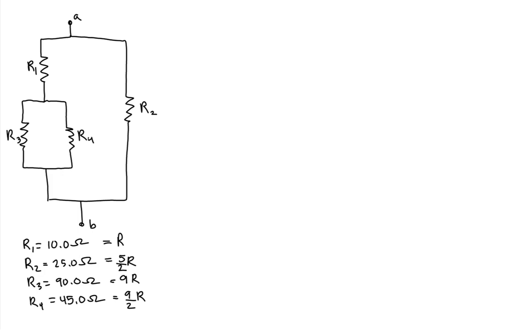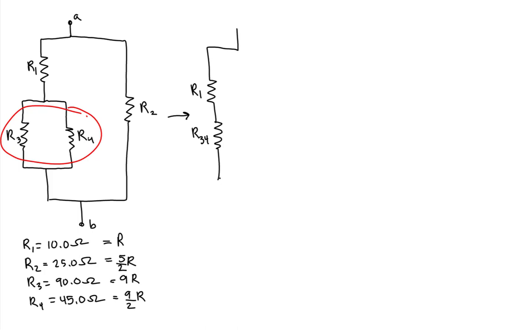Now to begin, let's focus on the different components in this circuit. The first thing I notice is that resistor R1 is in series with the combination of R3 and R4. So let's take R3 and R4 and make that into an equivalent resistor. I'm going to do a series of diagrams illustrating our steps. We have resistor R1 in series with the combination of resistors R3 and R4, and this combination is in parallel with resistor R2.